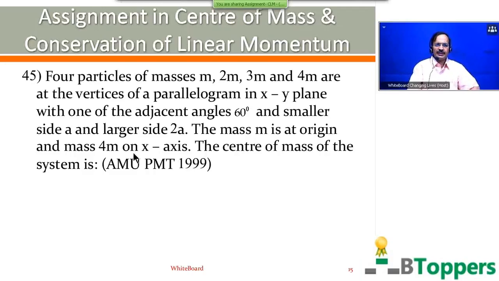Four particles of masses m, 2m, 3m and 4m are at the vertices of a parallelogram in the xy plane with one of the adjacent angles 60 degrees, and smaller side a and larger side 2a. The mass m is at the origin and mass 4m on the x-axis. The center of mass of the system is. Come on, try the question.